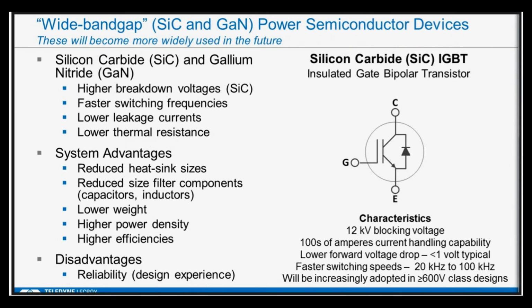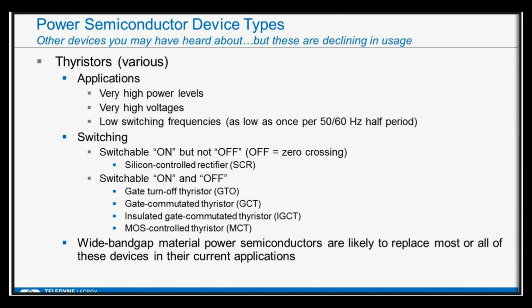You may have heard of wide bandgap devices. Silicon carbide and gallium nitride are the two most common. These are being more widely used. They do improve the efficiency because they have lower losses and they can be operated at faster speeds. The higher switching frequencies are nice because you can use reduced size filter components, which means reduced heatsink sizes, lower weights and higher power densities. The disadvantage is many people are still gaining design experience with them, so the reliability is still being ascertained, but this is the wave of the future, and these will become increasingly more common over time.